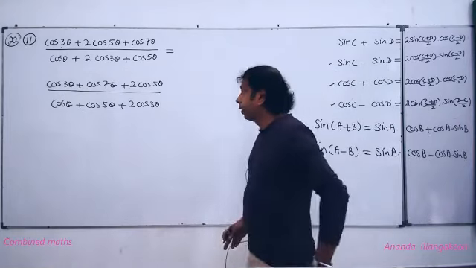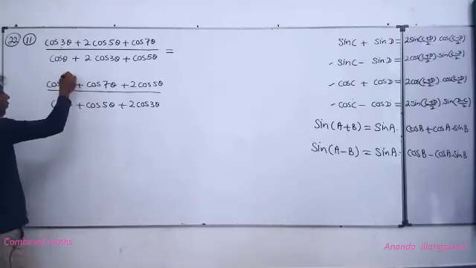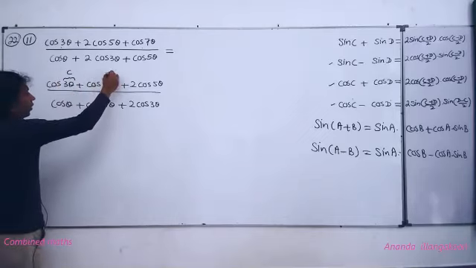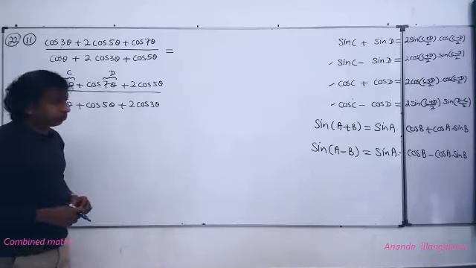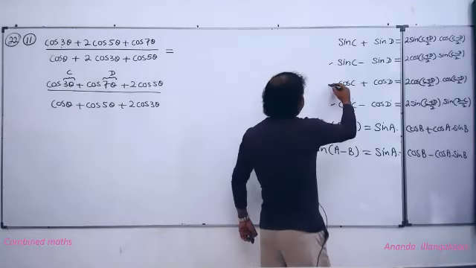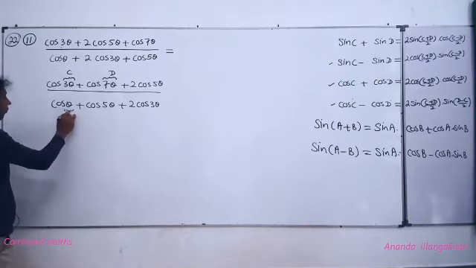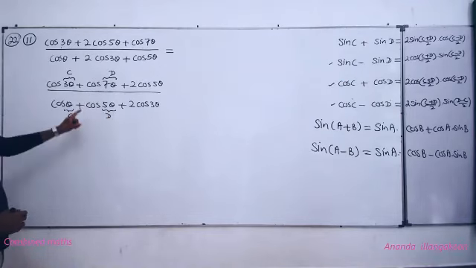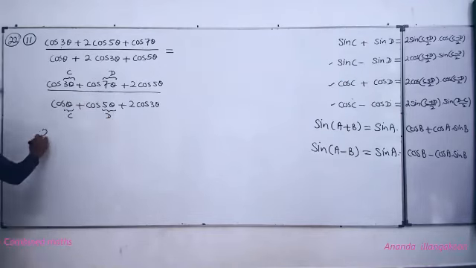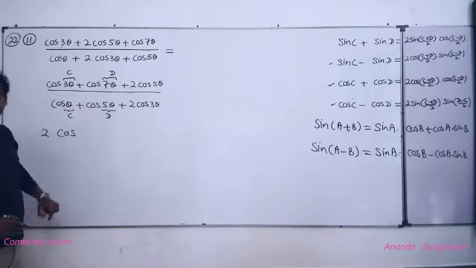Right. Now you can apply here this 3 theta, if I take as C, 7 theta as D, we can write here cos C plus cos D. And here also, see, this is D. Apply cos C plus cos D for this and this both. It is 2 cos at the angles 3 plus 7, 10 theta divided by 2 is 5 theta.